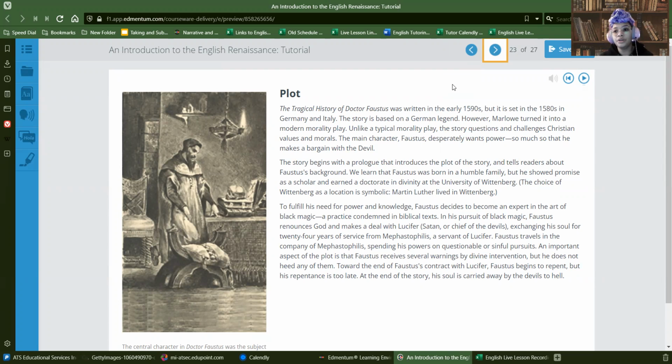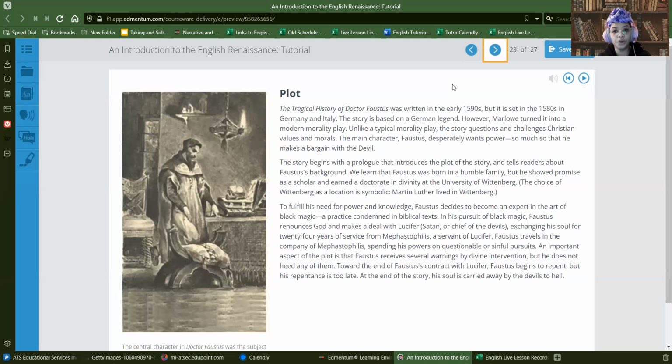So he ends up making a deal with Lucifer, also known as Satan. He trades his soul for 24 years of service from a demon named Mephistopheles. You may have heard of him before, who is a servant of Lucifer. So basically, he goes around the world. He travels for a long time. He's able to use his powers to get things and to do things.